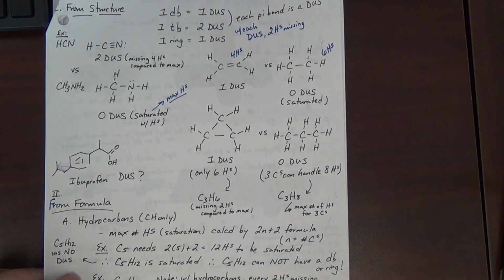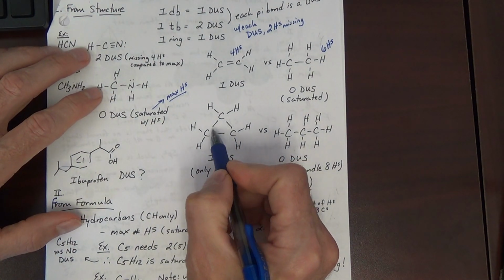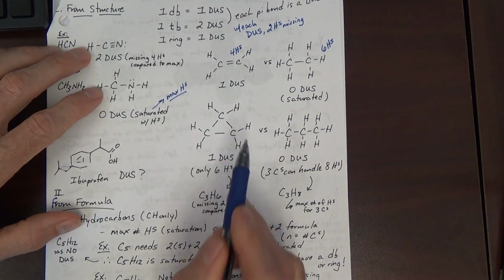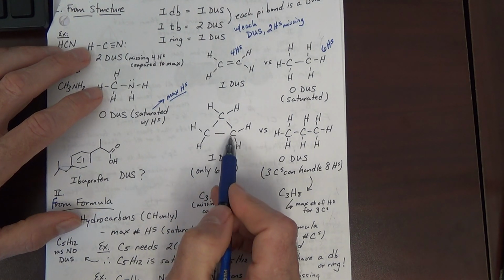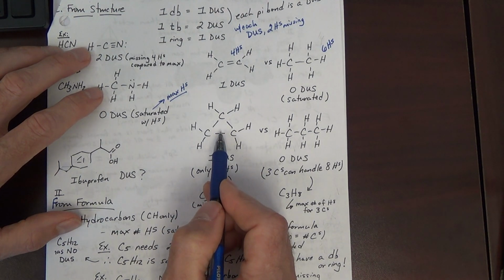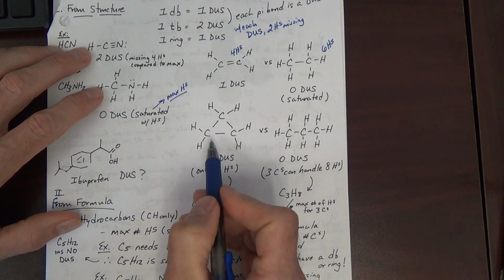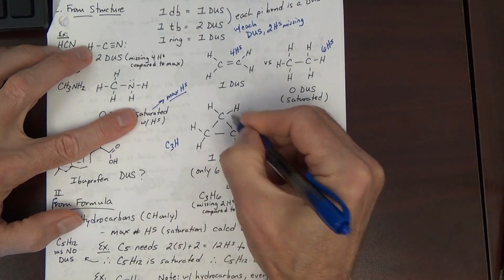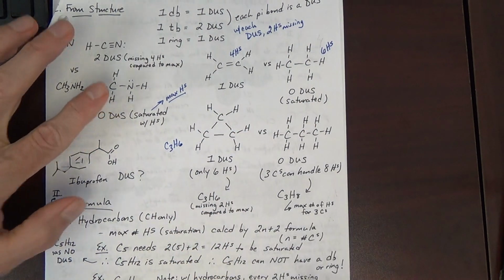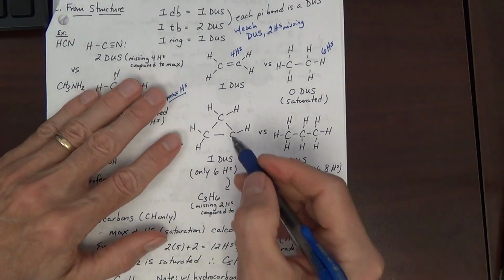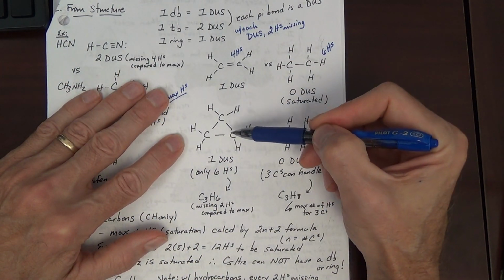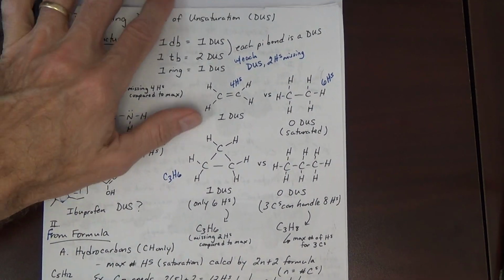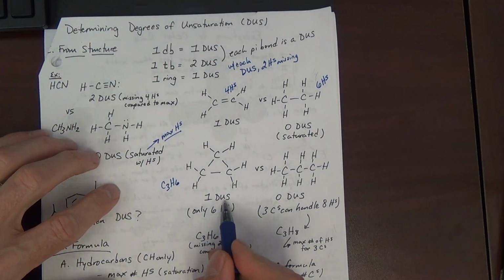Now let's try an example with a ring. Let's take this 3-membered hydrocarbon ring, all carbons. The smallest ring you could have is 3 carbons. It's not possible to have a 2-carbon ring. The formula here is C3H6. Let's work with structure though. Any double bonds? No. Any triple bonds? No. Any rings? Yes, 1 ring. And so 1 ring indicates that this has 1 DUS.